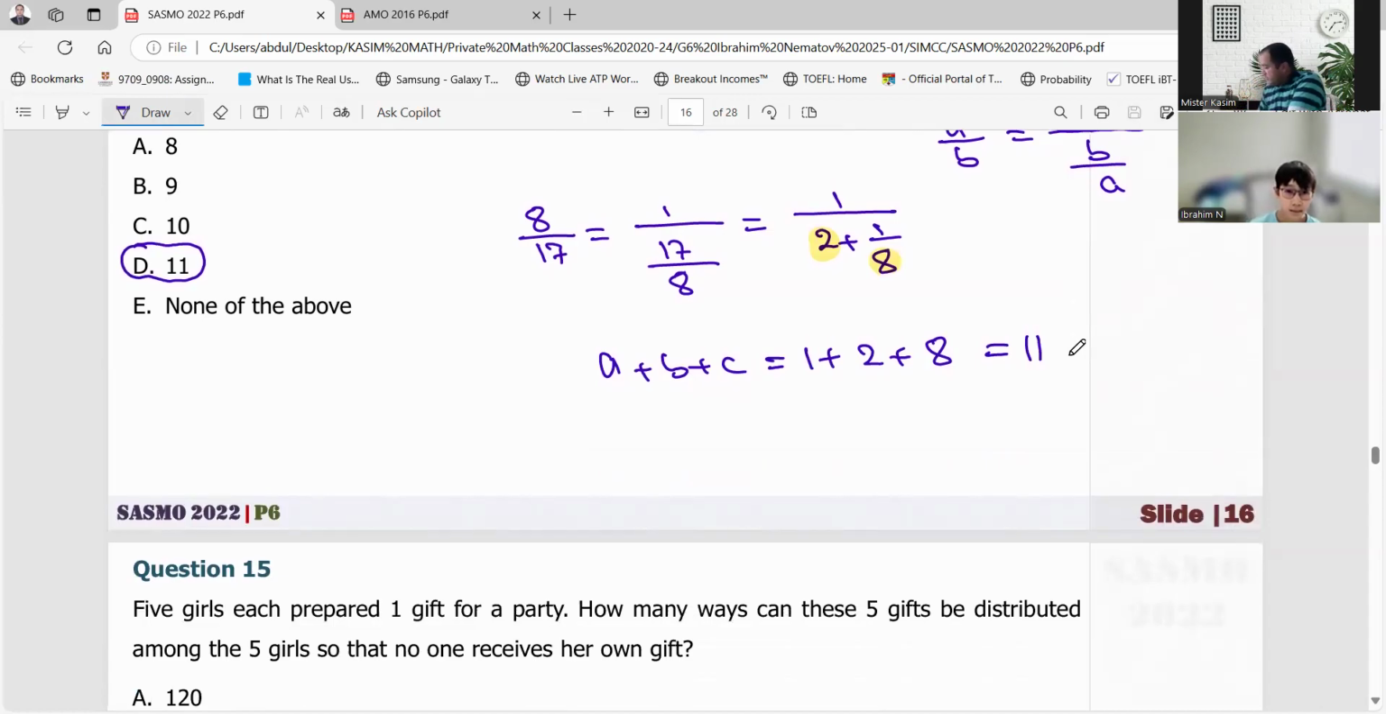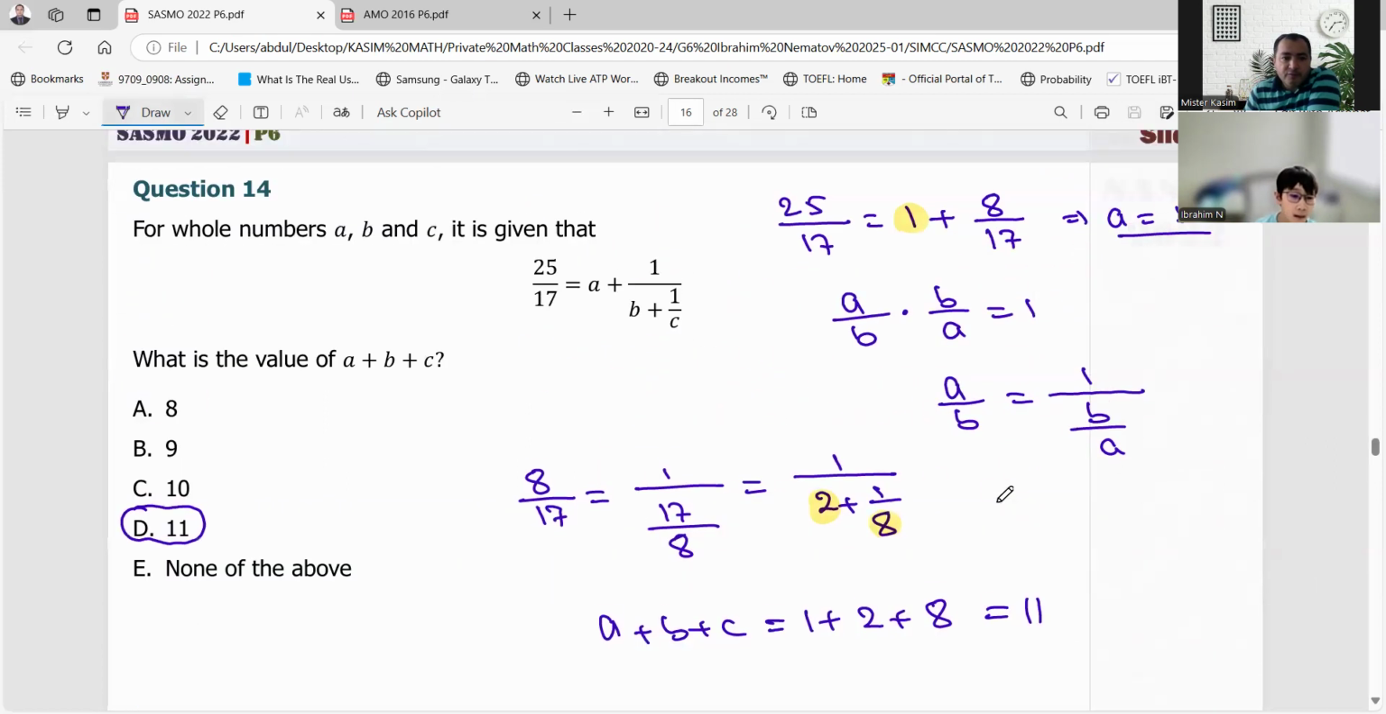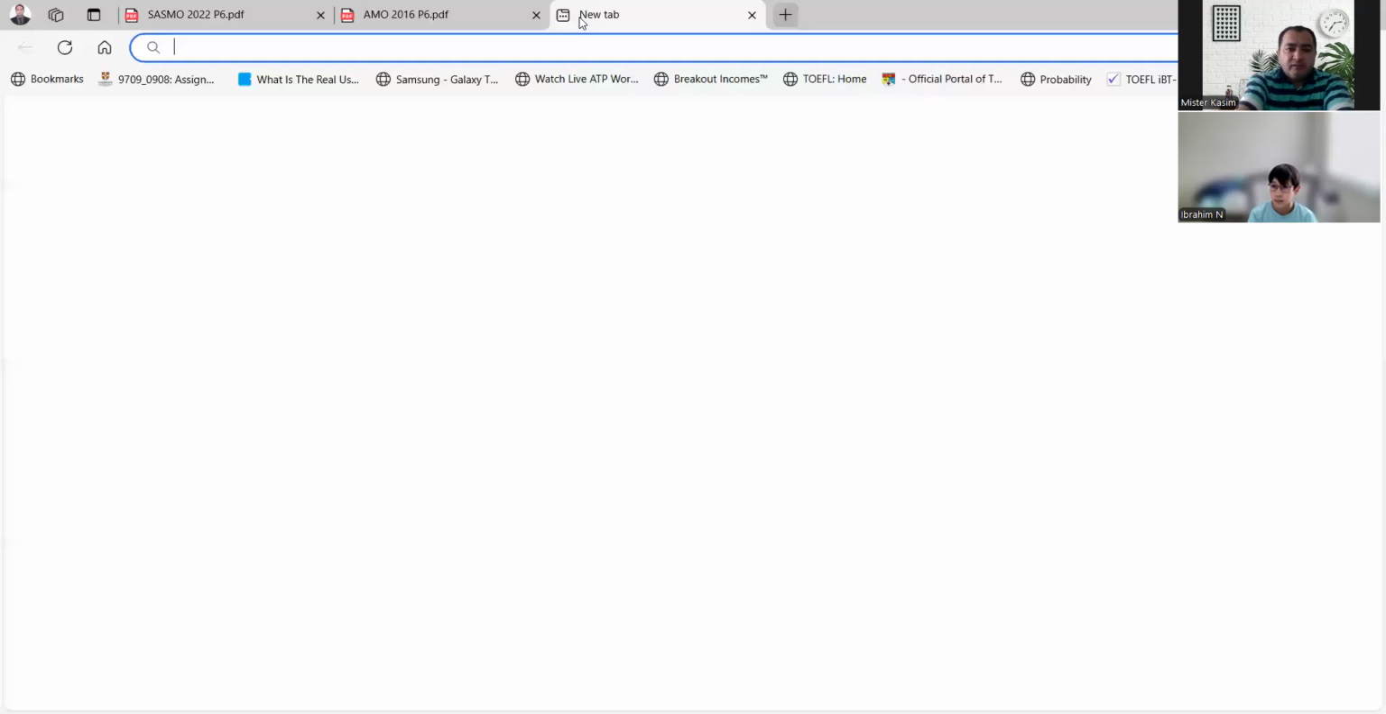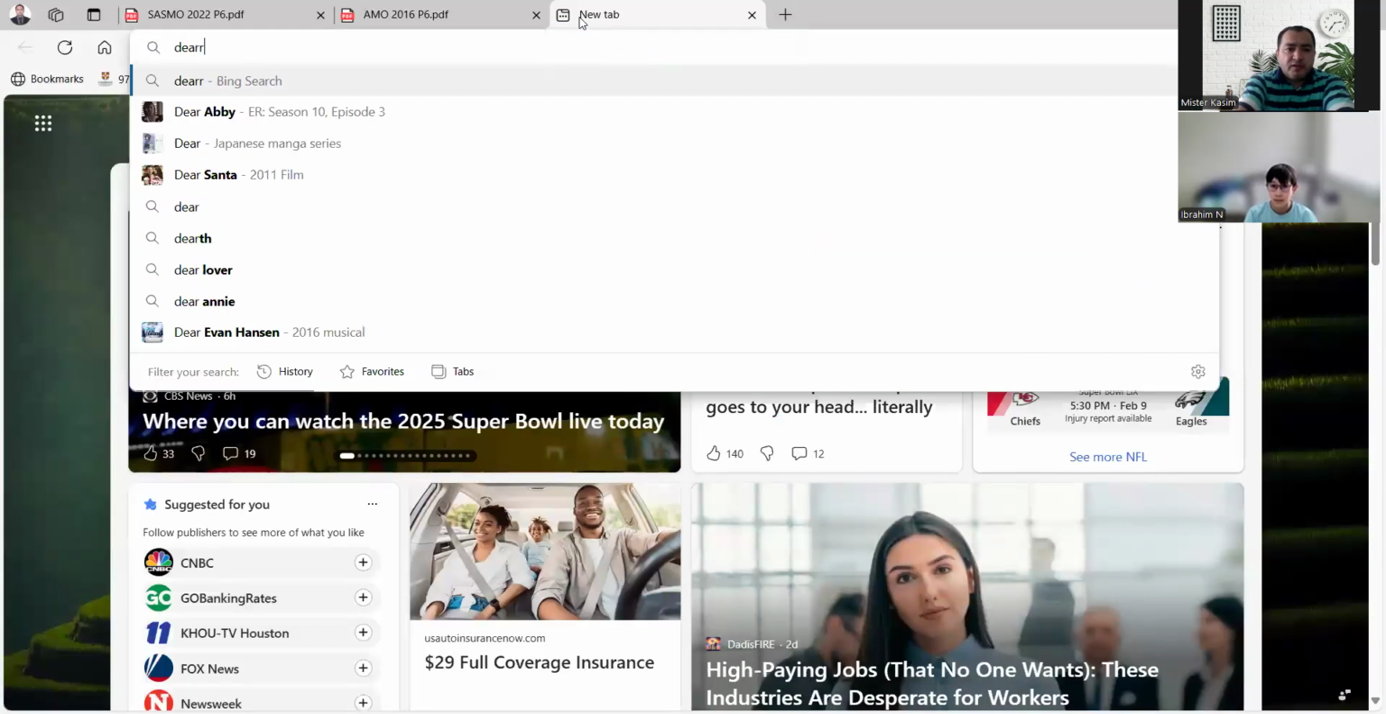So next question is 14, 15. Read the question. 5 girls each prepared one gift for a party. How many ways can these 5 gifts be distributed among the 5 girls so no one receives her own gift? In math, we have permutations, and we have another thing we call derangements. And just right here, also you can have a look when you have time.